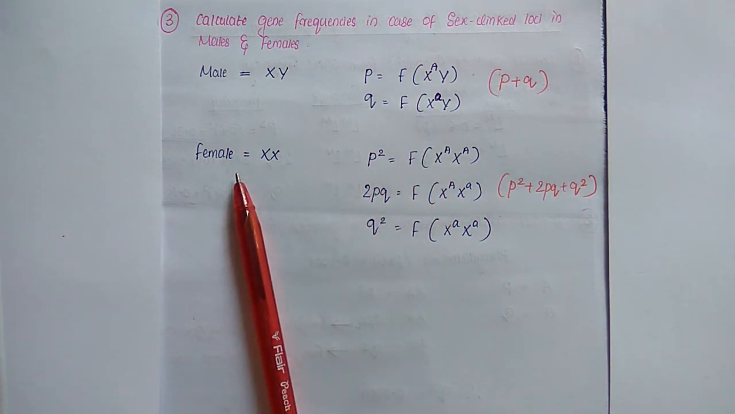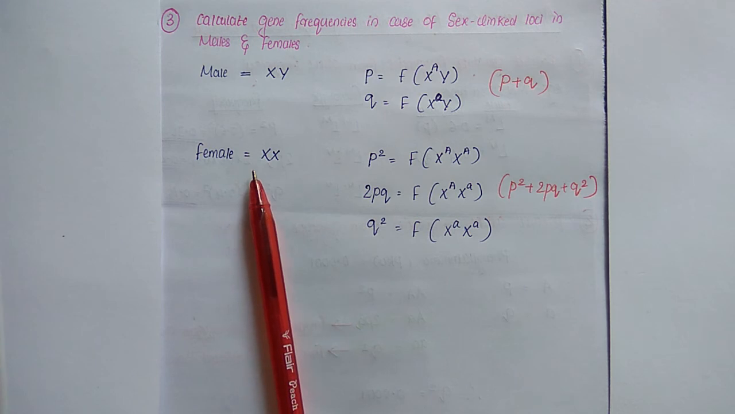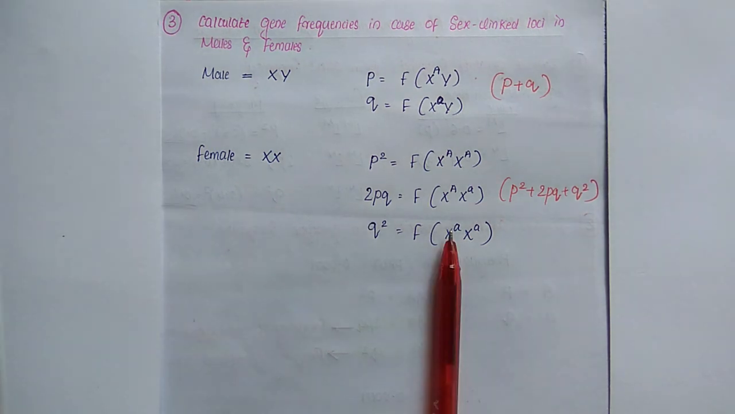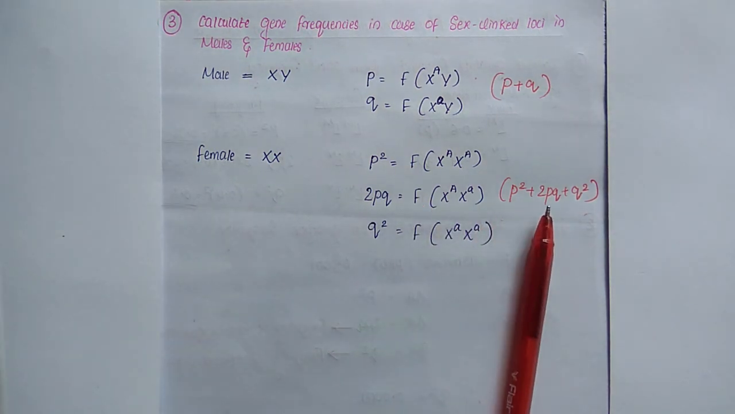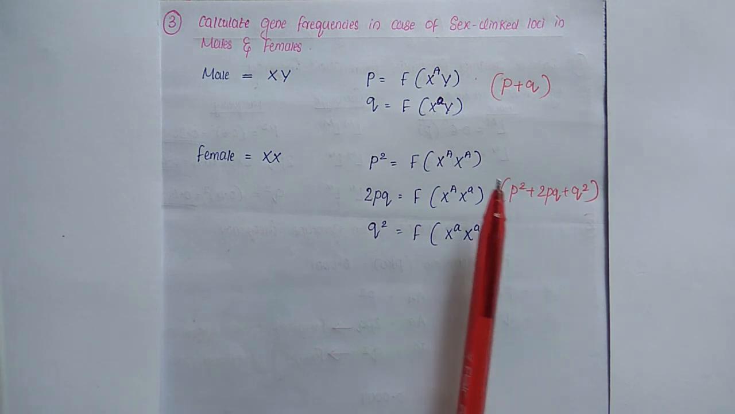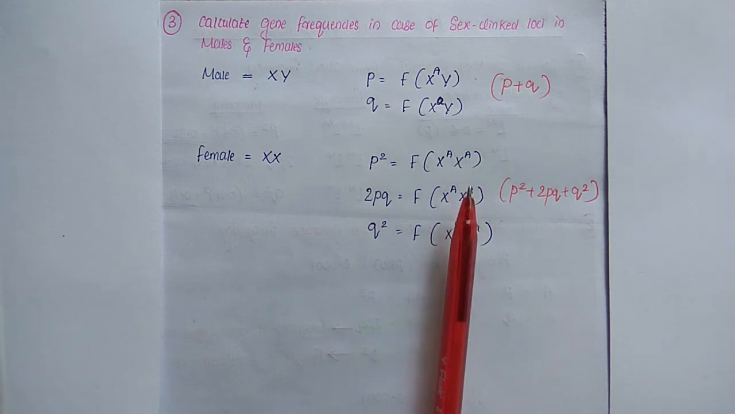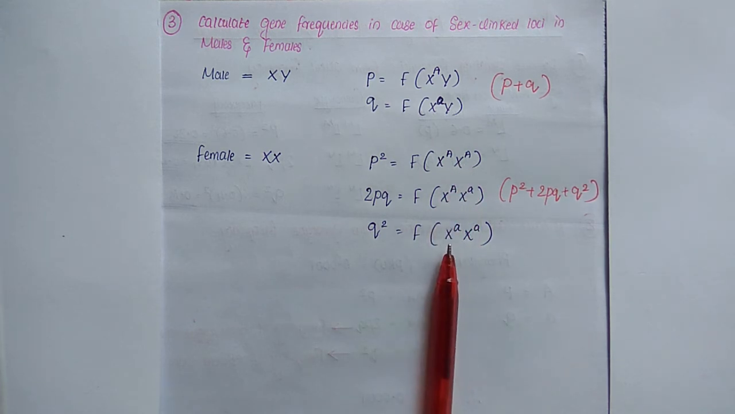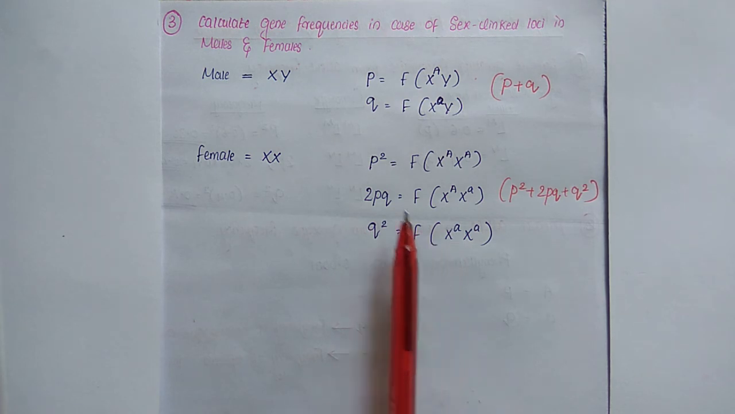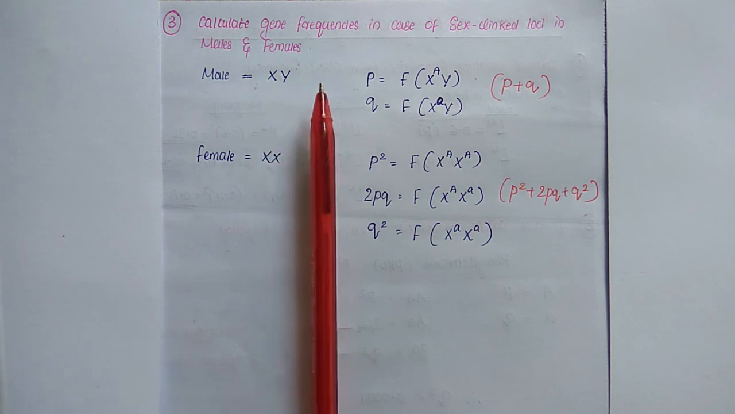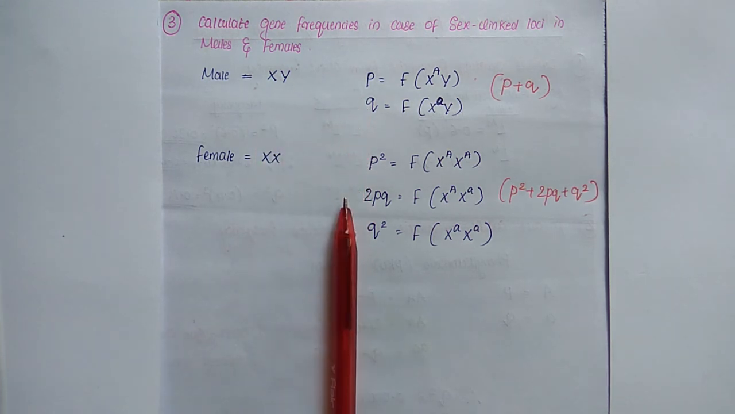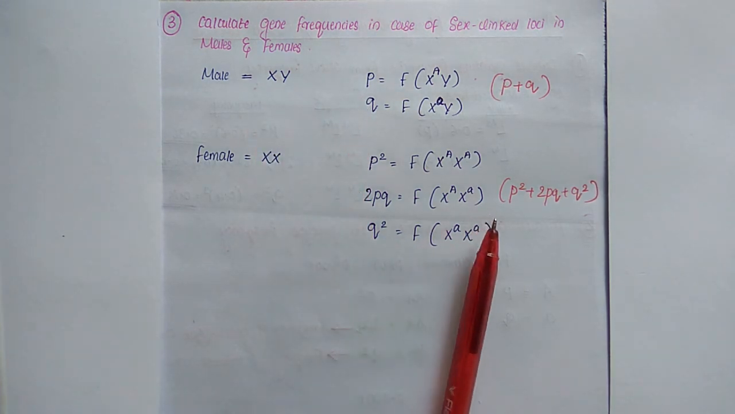But in the case of females, two X chromosomes are present. Thus, the frequencies of genotypes are p squared plus 2pq plus q squared. Because two X chromosomes are present, these are the homozygous dominant, the heterozygous, and the homozygous recessive conditions. So in males the frequency is p plus q, and in females the frequency is p squared plus 2pq plus q squared.